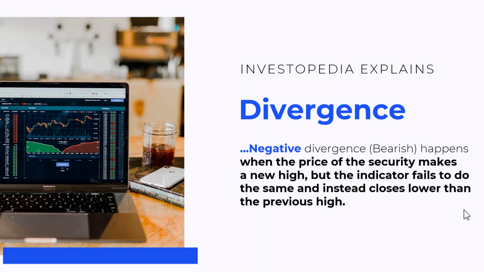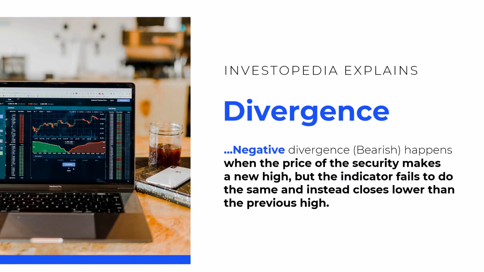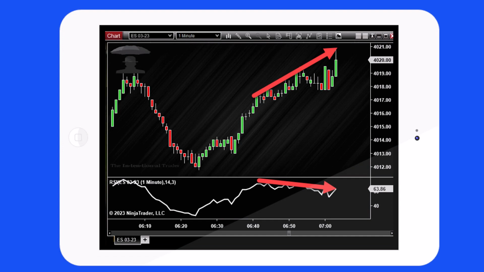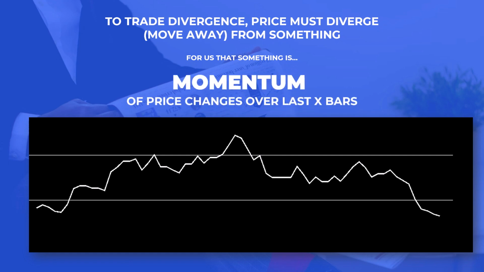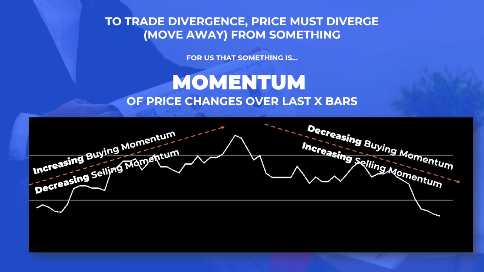Okay. Now, conversely, the negative divergence or bearish happens when the price of the security makes a new high, but the indicator fails to do the same. Okay. So basically just the opposite. Now, in our trading, we really don't make a distinction between the two. We really don't care. All we care about is that price diverges from momentum. Okay. So when you have this upward momentum, you have increased buying momentum. That's obviously going to be having decreased selling momentum and vice versa. Okay. So momentum is figured out by the price changes over X bars.